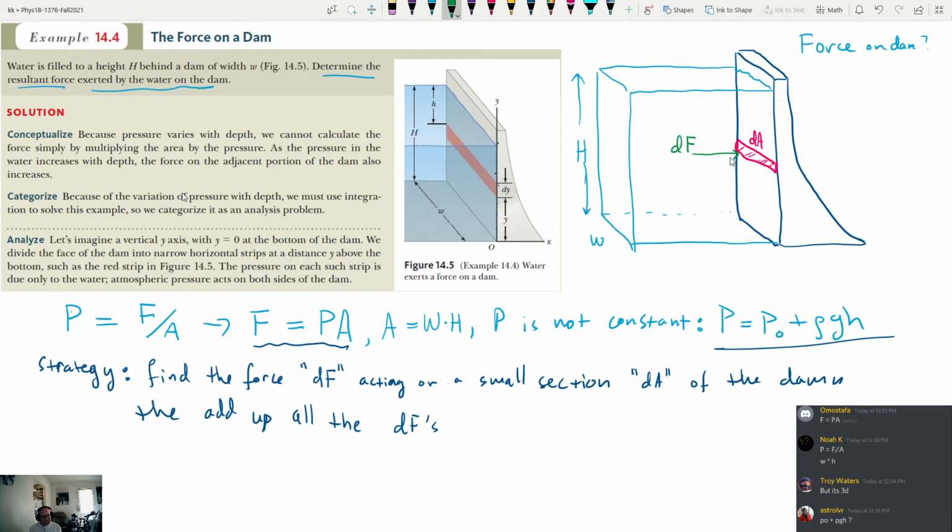Why do we use dA and dF? Well, maybe you already know, but this is going to involve calculus. When we talk about tiny little cuts of an object, we call them a dA, which is like a differential A. The way I think about it is it's like a little tiny piece dA. That's all it is. It's a tiny piece that has a size dA.